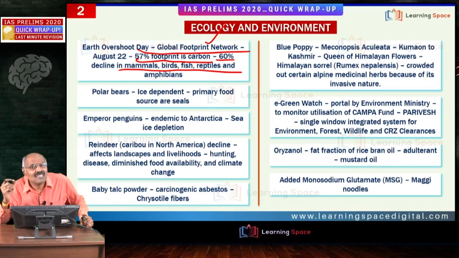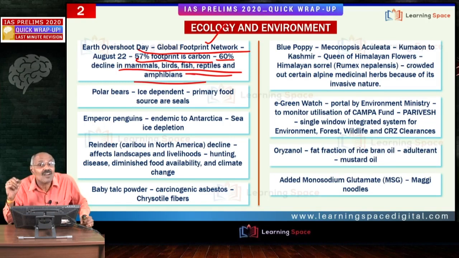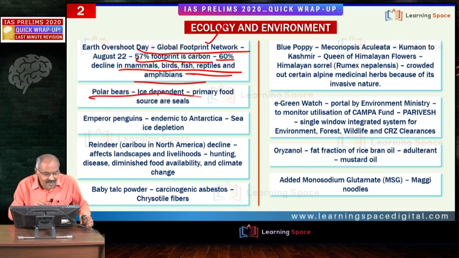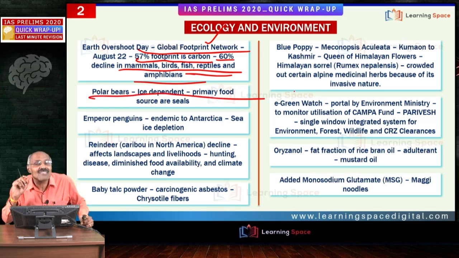Friends, a 60% decline in certain species like mammals, birds, fish, reptiles, amphibians, please don't forget. And 57% of the footprint is carbon. Then polar bears. Polar bears are ice dependent, and their primary food source is seals.